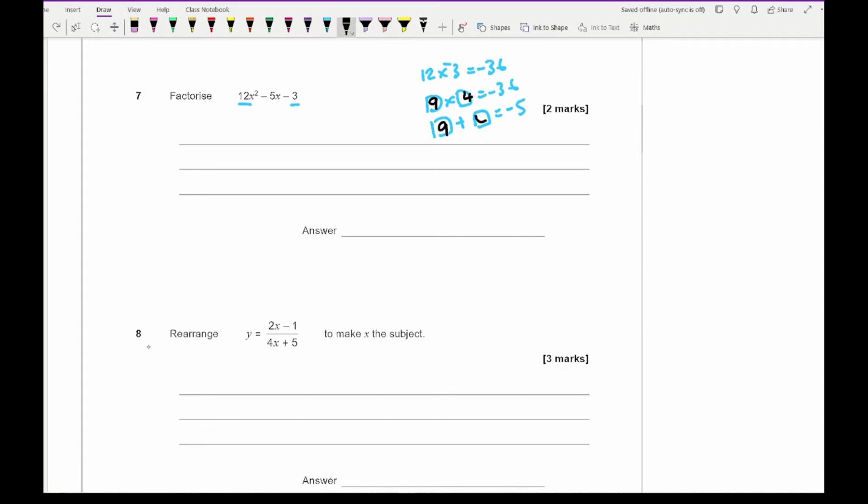9 and 4, and I'm going to be going for minus 9 and positive 4. So in terms of looking at the expansion, I've got 12x squared minus 9x. Well, let's go for the 4, they didn't really make a difference. So plus 4x minus 9x minus 3.